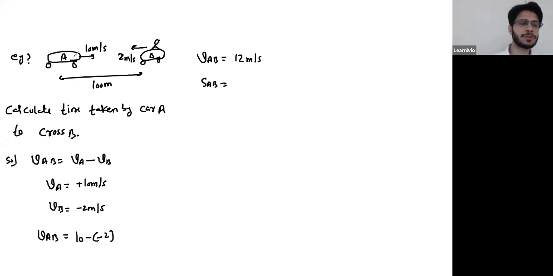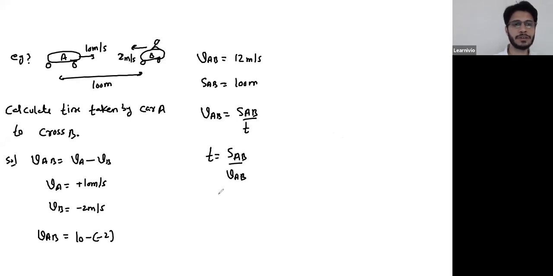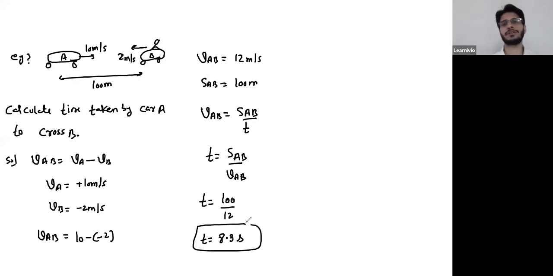And relative displacement, obviously I have to cover a displacement of 100 meter to cross it. So your velocity of A with respect to B is simply displacement covered by A with respect to B divided by time. So your time is displacement of A with respect to B divided by VAB. So we can write this time is displacement, which is 100, by 12. So it comes out to be 8.33, so 8.3 seconds. That's the final answer. So is it clear?